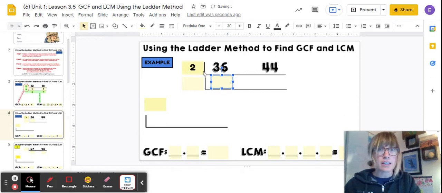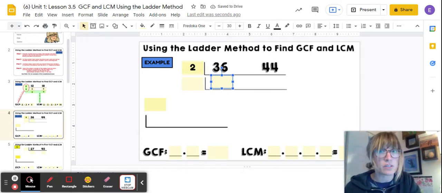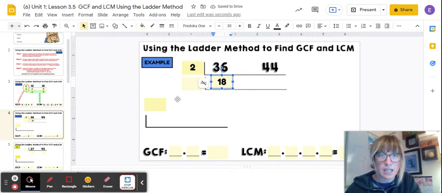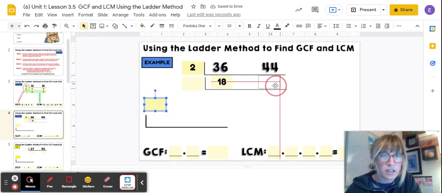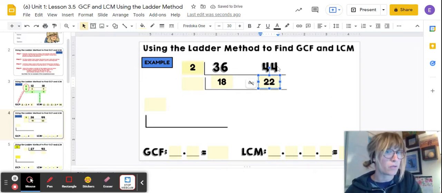Okay, it's not an accident that this little L looks like an upside down division problem, right? And it is a division problem. You can also call this the ladder method. Some people call it the division method. So 2 times what pair gets you 36? Well, 2 times 18. So we're going to do the same over here. We're breaking these down into their pairs. So 2 times 22 gets us 44.